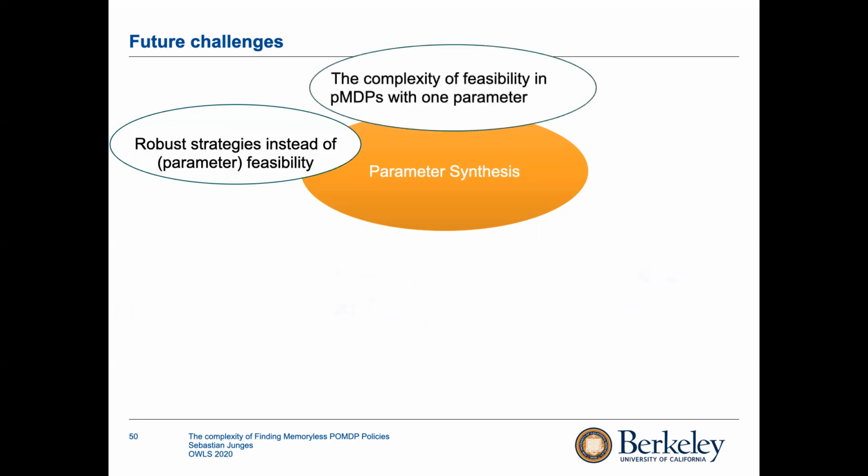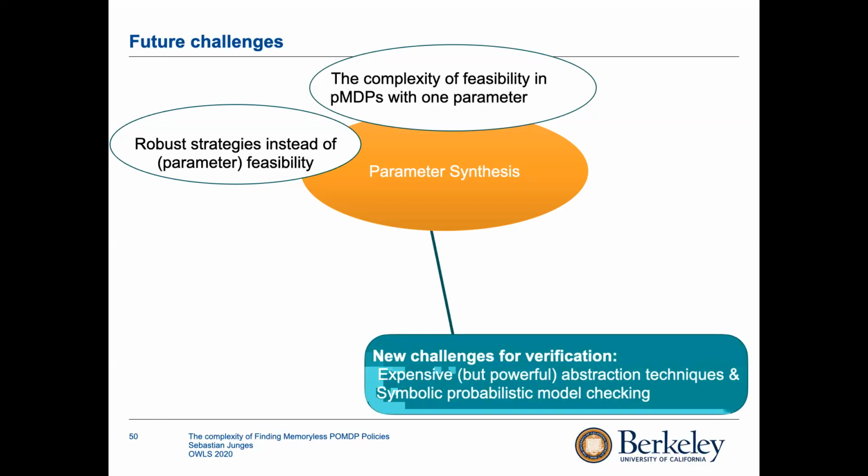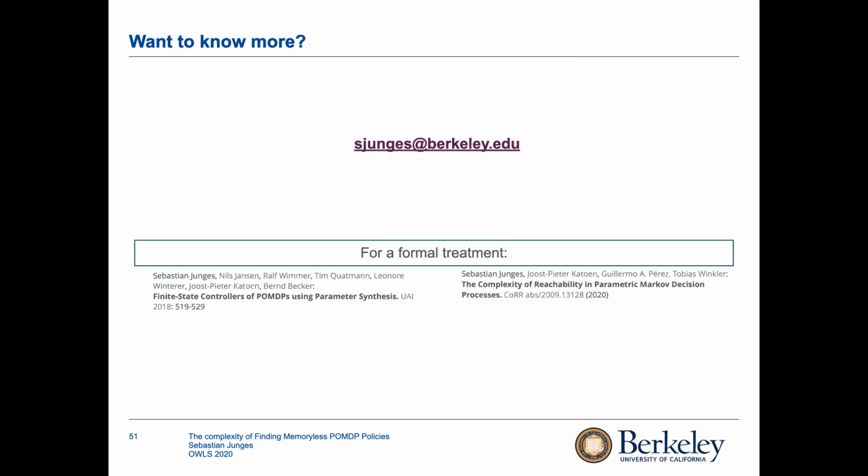And if anyone has an idea on the complexity of feasibility in PMDPs with one parameter, I would be very much interested in seeing or hearing about that. And finally, parameter synthesis has yielded a lot of new challenges for verification, because much of the more practical methods will iteratively call verification tools to check them, and so you will spend more time on the same model, which means that you can get away with more powerful and more expensive abstraction techniques that you apply as a pre-processing step. So if you're into abstraction techniques, I think you will be very happy with these kinds of settings. So that's really everything I wanted to say today.